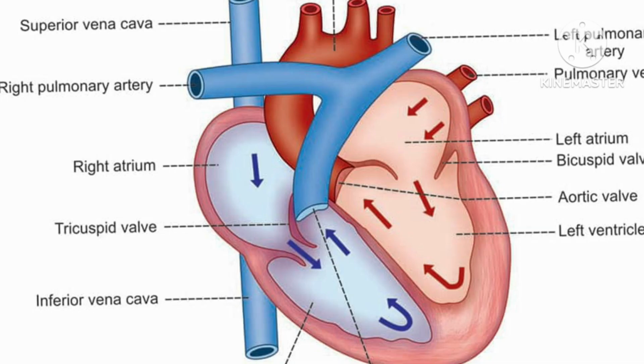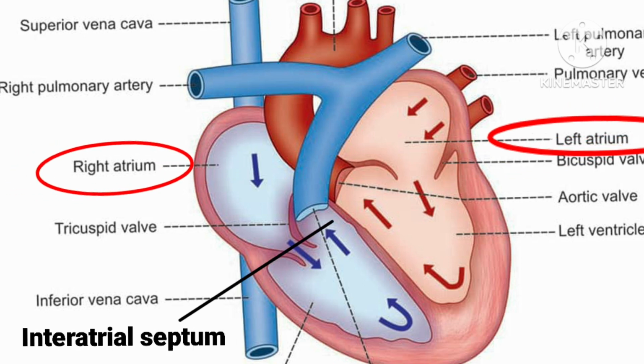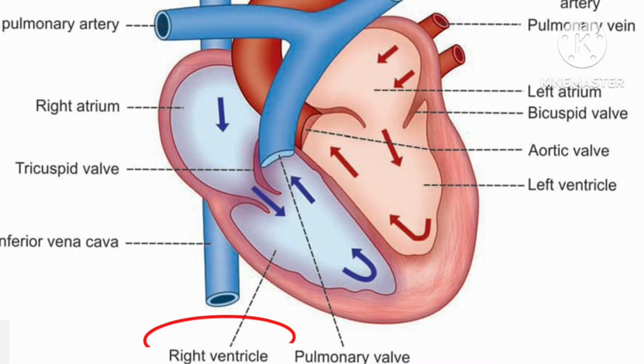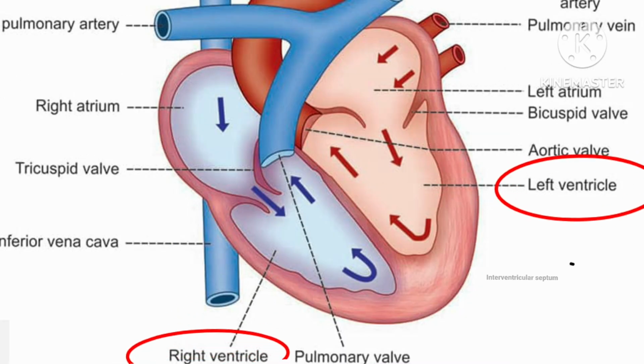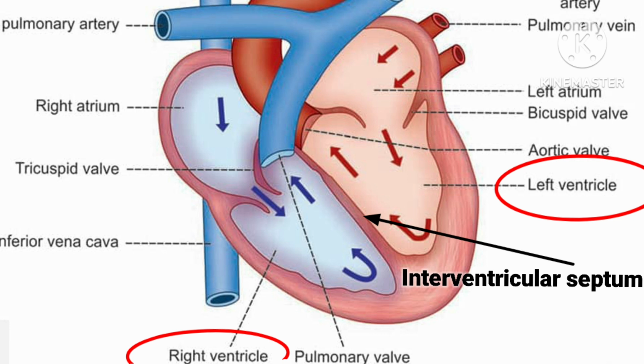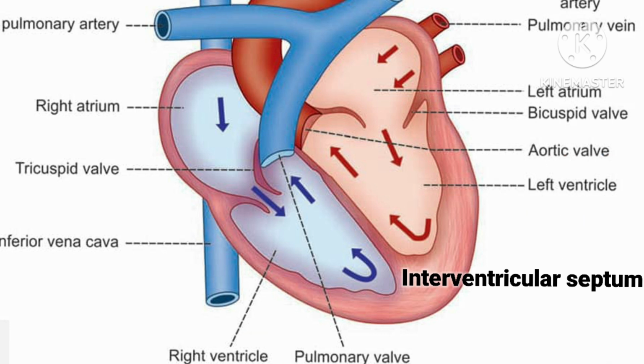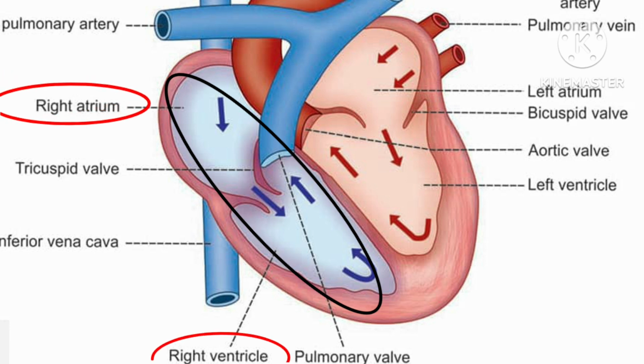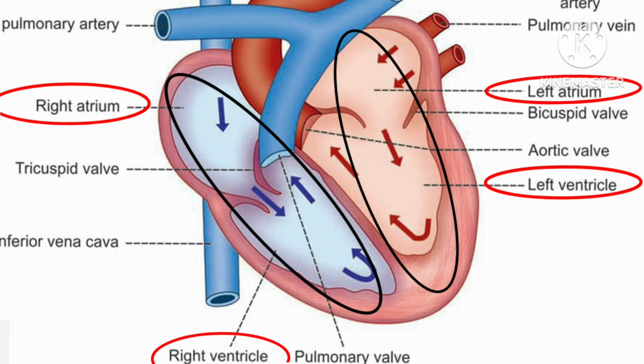The 2 atria are separated into right atrium and left atrium by the interatrial septum. The 2 ventricles are also separated into right ventricle and left ventricle by the interventricular septum. Thus, the heart has 2 sides now: the right side of the heart consisting of the right atrium and right ventricle, and the left side of the heart consisting of the left atrium and left ventricle.